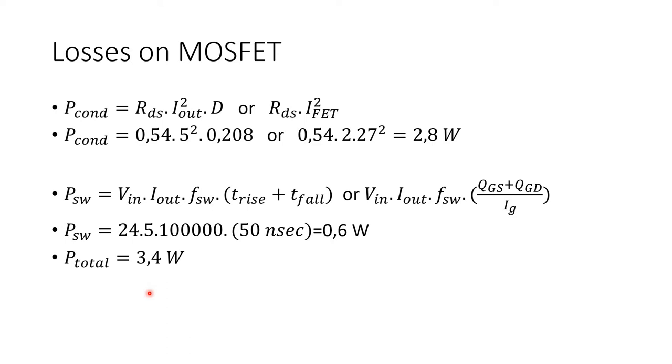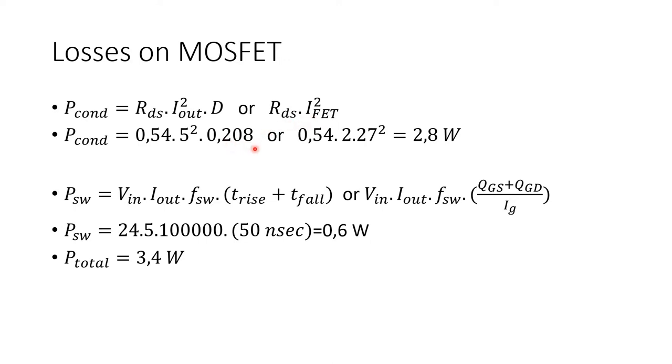Now before moving on to the thermal calculations, first we need to calculate the power losses on the MOSFET. There are two types of power losses. First is the conduction loss and the second is the switching loss. In order to calculate the conduction loss, we can use the following formula. We can multiply the RDS on with the square of the output current and with the duty cycle, or we can simply multiply the RDS on with the RMS of the current passing through the MOSFET.